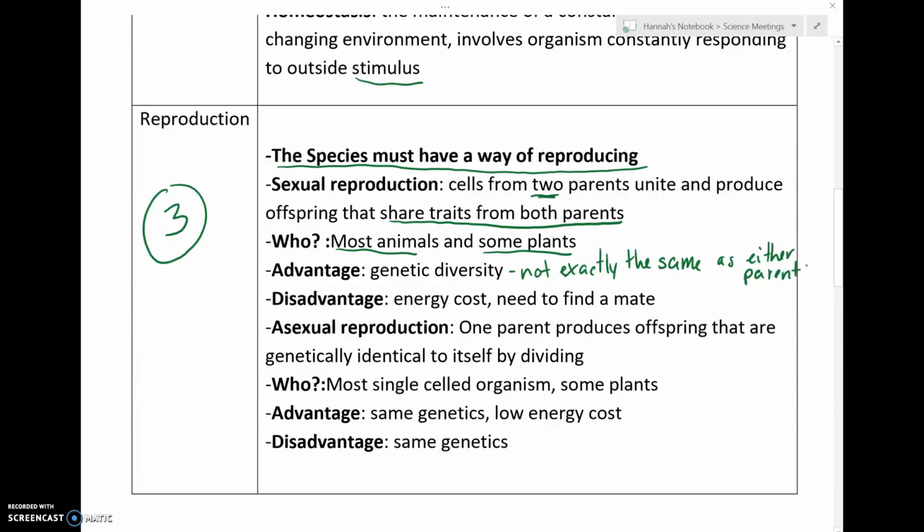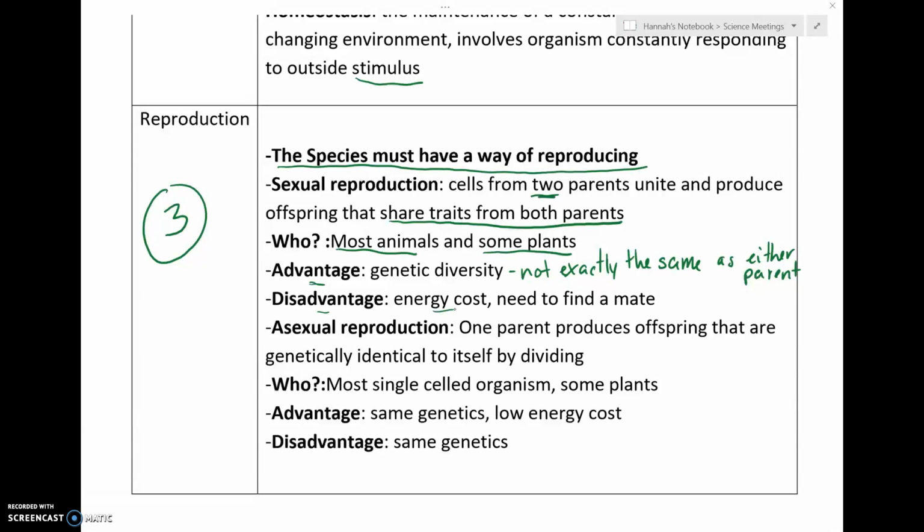So, if one of the parents had a gene that wasn't particularly successful, it's possible that that gene would not be carried on to the offspring. So that's an advantage. If the parent had a bad gene, it would get phased out through generations. A disadvantage to sexual reproduction is that it costs a lot of energy, especially if you think about smaller individuals.